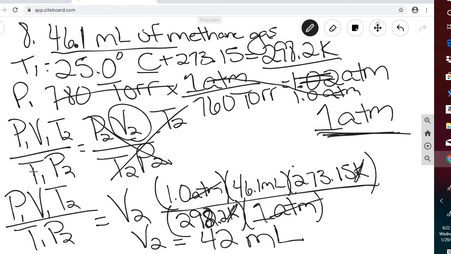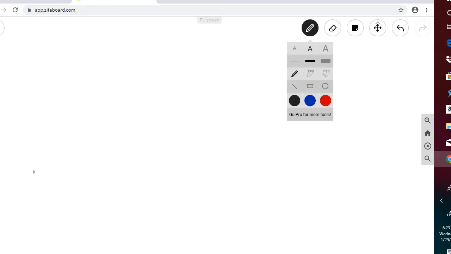You could have changed this to liters. That would have been okay too. But for the combined gas law, it's also okay to keep it in milliliters. Just going to check my math. Yeah, it's 42.227 milliliters, and we can have 2 significant figures, so it's 42 milliliters. That's number 8. Okay, number 9.